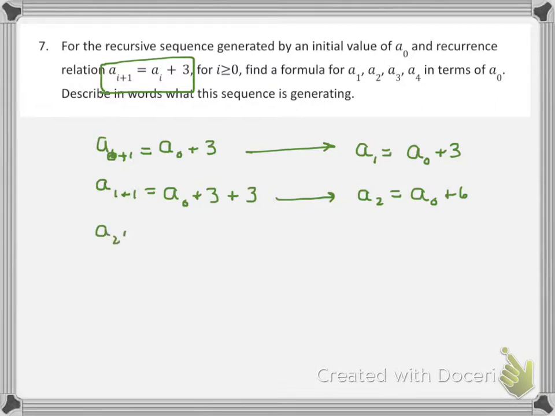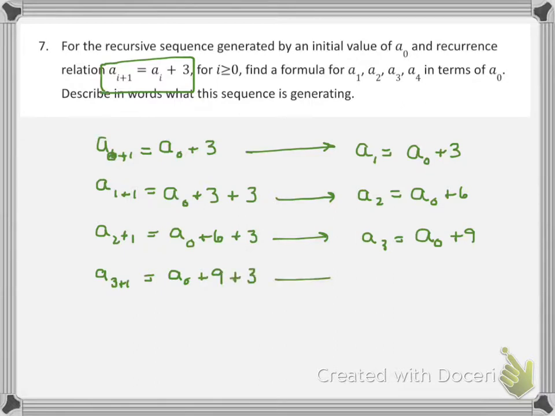A sub 2 plus 1 is equal to a sub 0 plus 6, my result from the last round, plus that 3. And further simplify, a sub 3 equals a sub 0 plus 9. And you probably see the pattern now. You could just kind of write it, but I'll continue. A sub 3 plus 1 is a sub 0 plus 9, my result from the last time, and add the 3 again. That gives us a sub 4 is equal to a sub 0 plus 12.